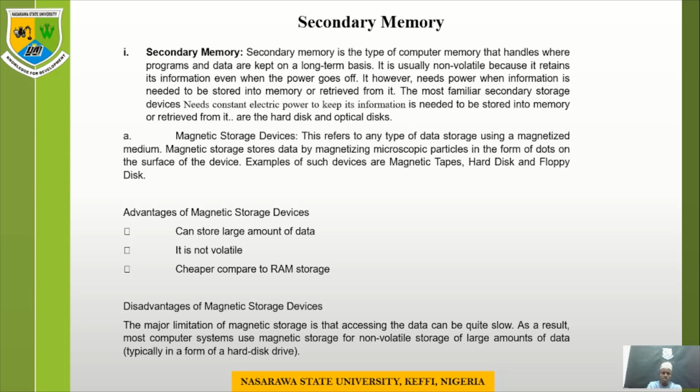So the major disadvantage of the magnetic storage device is that it's very slow, and it's because of the size. Something of 1 gig or 2 gig will be fast, but if you have a 1 terabyte external storage, and you have documents and folders of let's say 500 gigabytes, it will take time before it reads all those things. So that is why it's very slow.